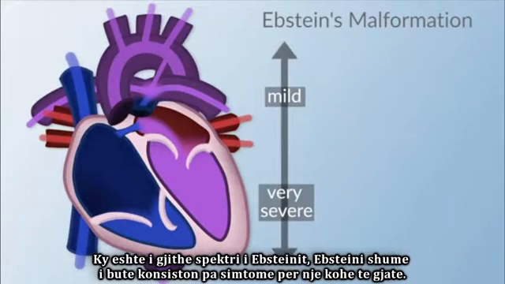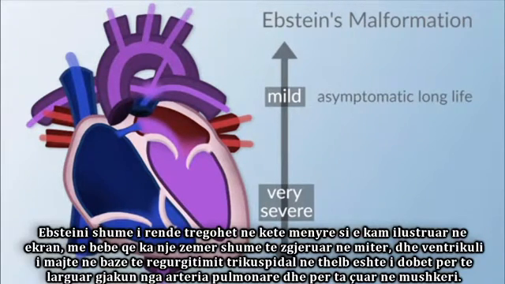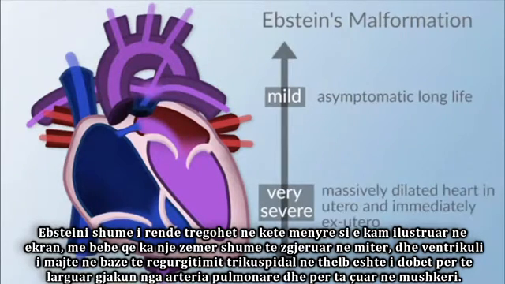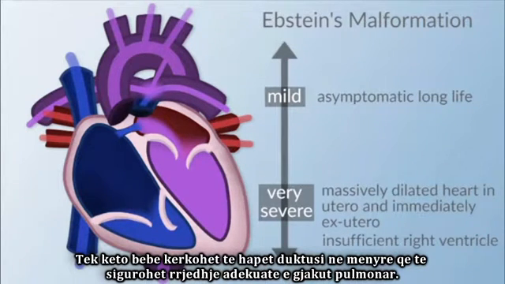There's a whole spectrum of Ebstein's. Very mild Ebstein's is consistent with an asymptomatic long life. Very severe Ebstein's shows up in the way I've illustrated on this screen, with a baby that has a massively dilated heart in utero and immediately ex utero, and a right ventricle that, by virtue of the tricuspid regurgitation, is basically insufficient to eject blood out the pulmonary artery and into the lungs. These babies require an open ductus in order to provide adequate pulmonary blood flow.